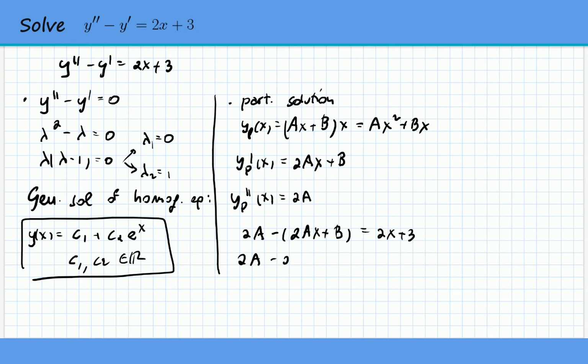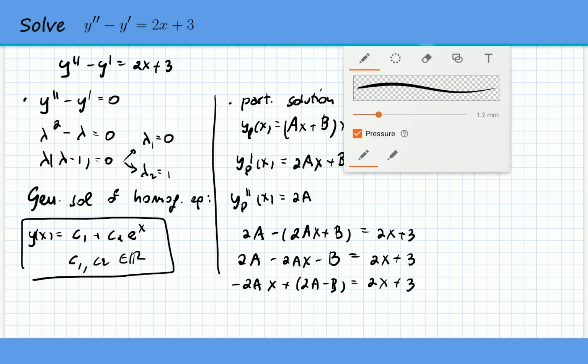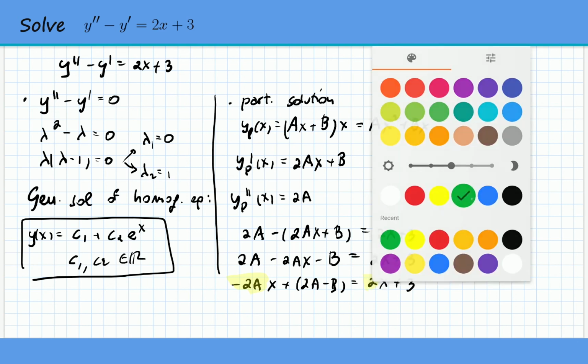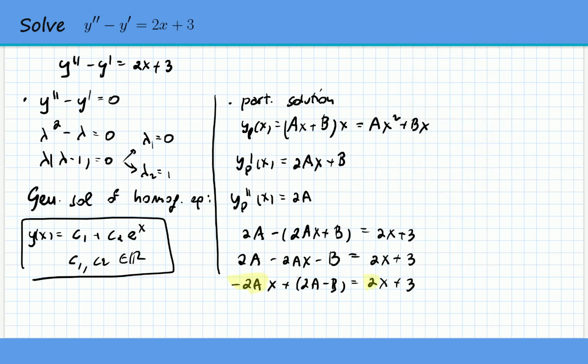2a minus 2ax minus b equals 2x plus 3. So let's write the left-hand side as an ordered polynomial: minus 2ax plus 2a minus b equals 2x plus 3. And now equate corresponding coefficients. You see that now this works because I do have an x term and I do have a constant term.